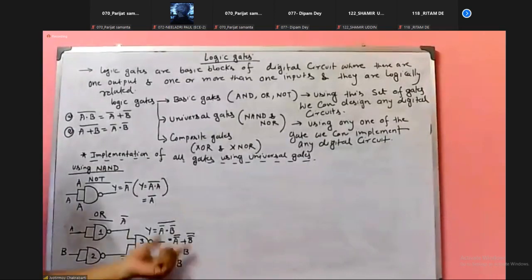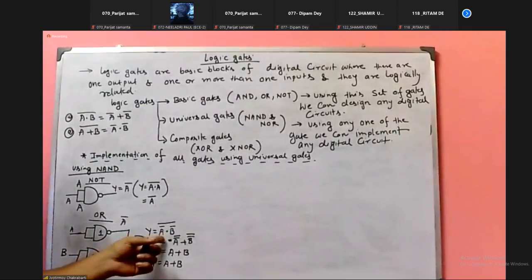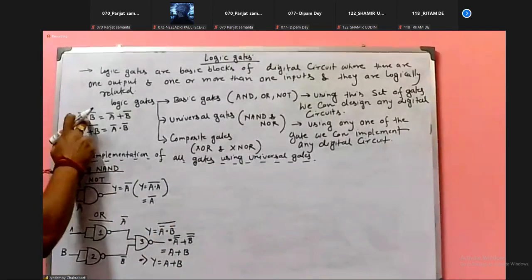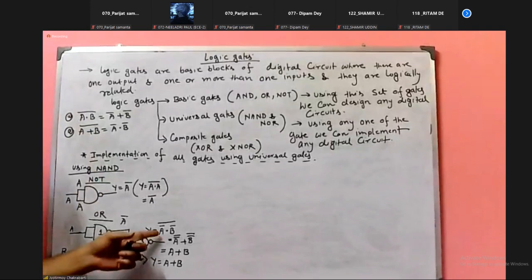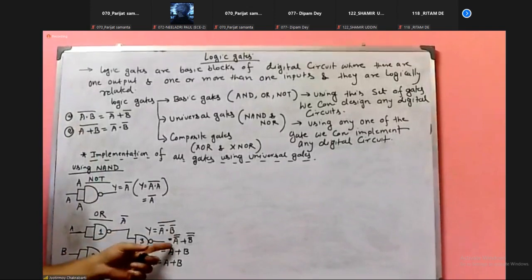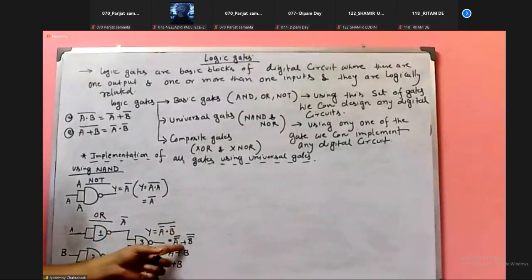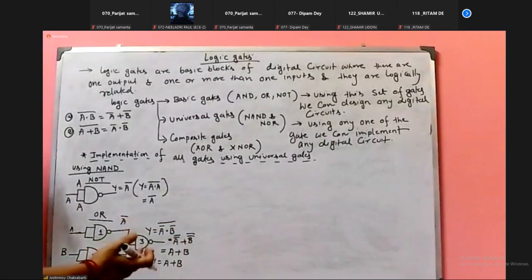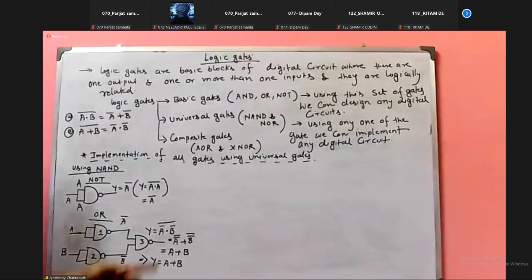Okay, so next is A bar dot B bar whole bar. From De Morgan's rule, A bar dot B bar whole bar is A double bar plus B double bar. What about double bar? Double bar is nothing but the same variable. So it is A plus B. So this is all good.